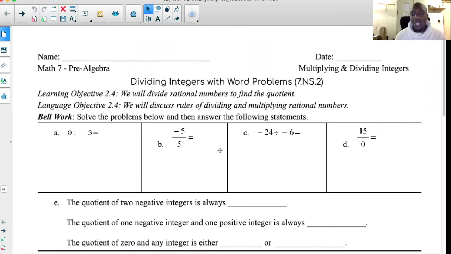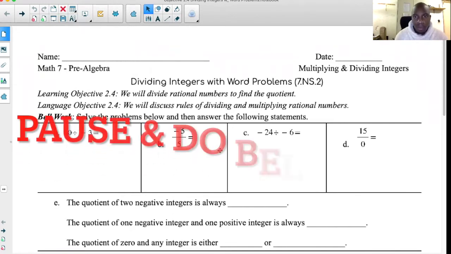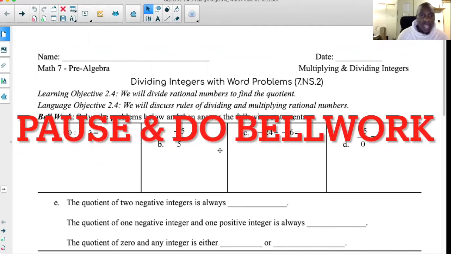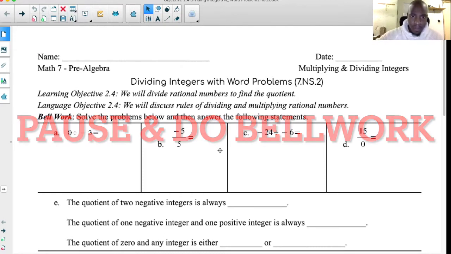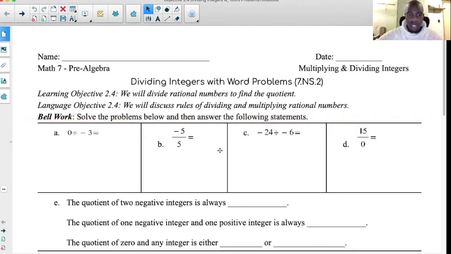First thing is always take a moment to work on the bell work. Please take a moment to work on the bell work. As you can see, you have A, B, C, D, and also E here. Complete all 5 of those problems. Pause the video if you need to, and then I'll go right over it with you.